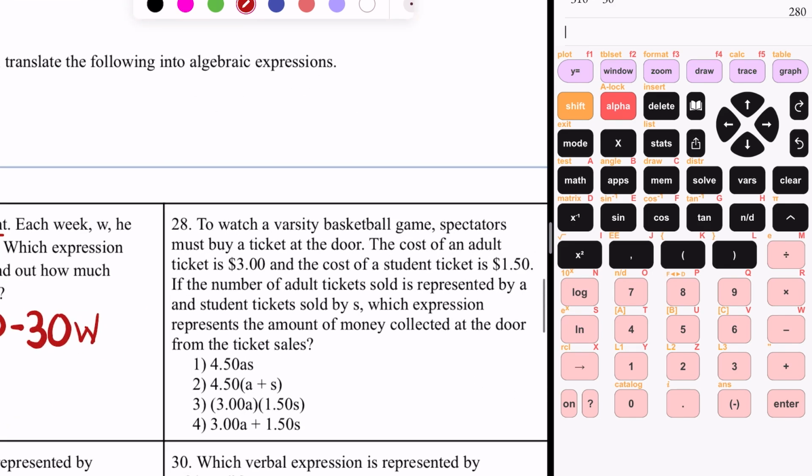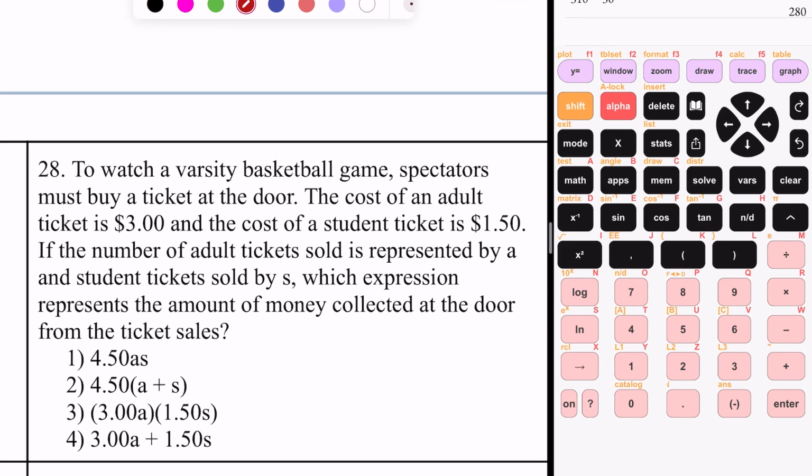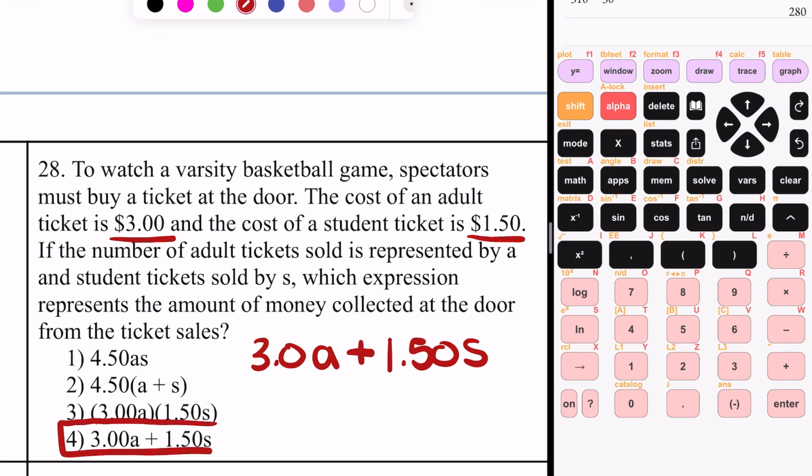All right, let's look at 28. To watch a varsity game, spectators must buy a ticket at the door. The cost of an adult ticket is $3. So it's $3 per adult. Student tickets are $1.50. $1.50 for students. Okay? It then says, if the number of adult tickets sold is represented by A and student tickets is represented by S, which expression can represent the amount of money collected at the door? Well, how many adults and how many students they have, they're going to add together, which is choice 4.